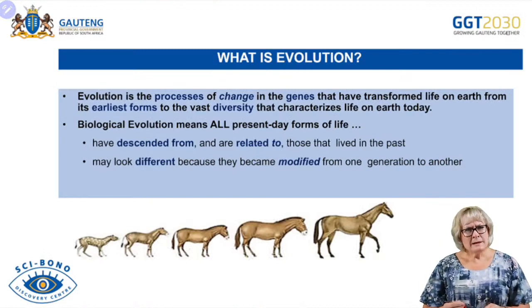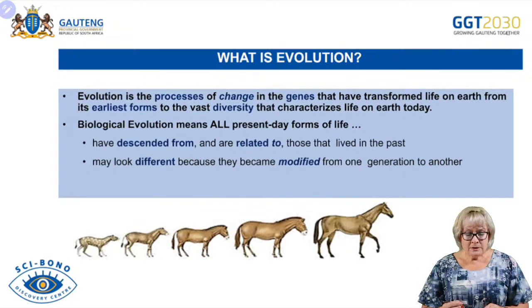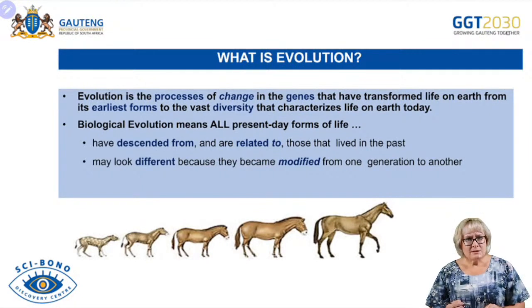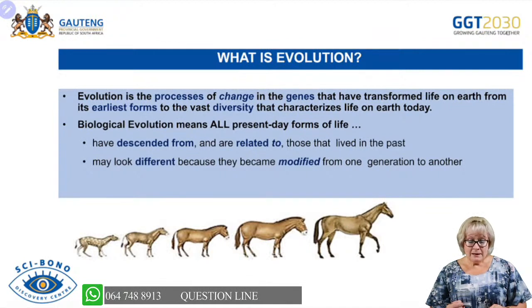First of all, what is evolution? Evolution is the process of change in the genes that have transformed life on Earth from its earliest forms to the vast diversity that characterizes life on Earth today. So evolution is all about changes that are happening. Biological evolution means all present-day forms of life have descended from and are related to those that lived in the past and may look different because they became modified from one generation to another.